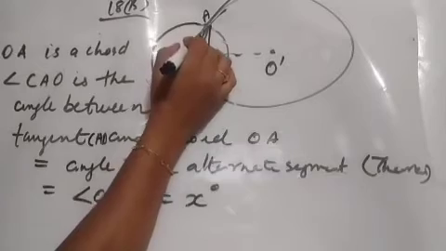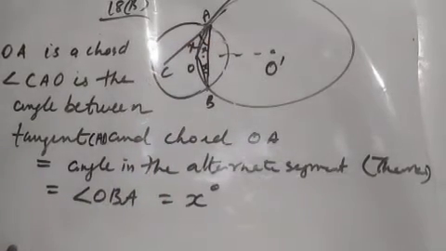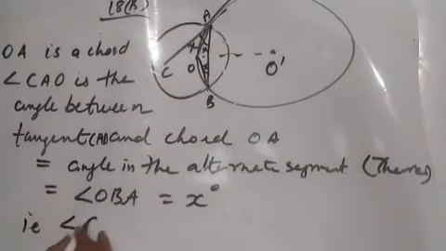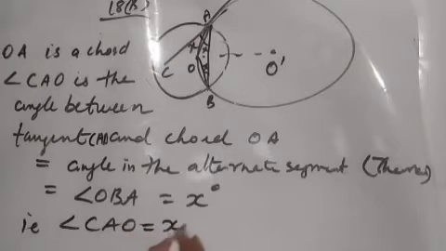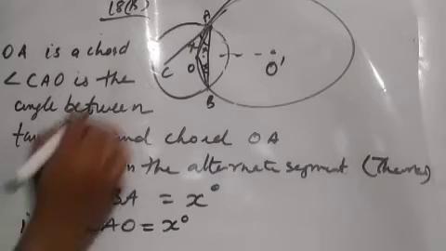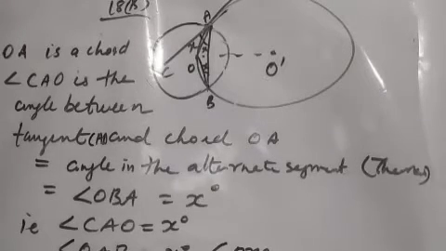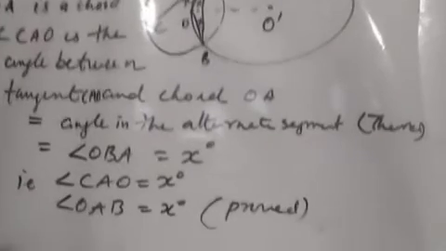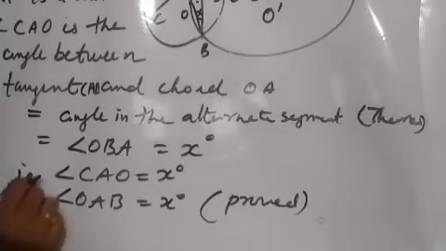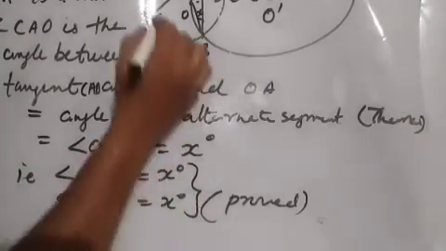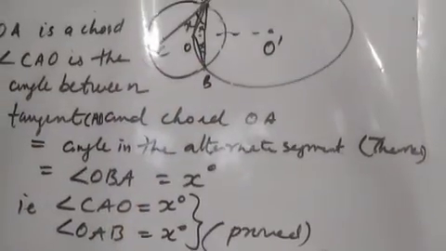So what about this angle? Yes, this also is x degree. That is, angle CAO is x degree. Also, we have taken angle OAB as x degree, that we proved, since the base angles of an isosceles triangle are equal. Look at these two angles, compare with the diagram.